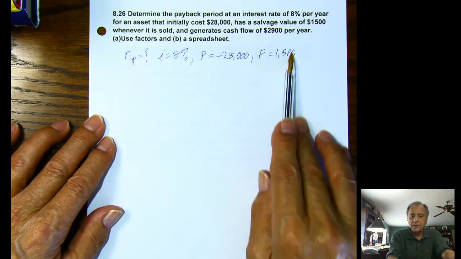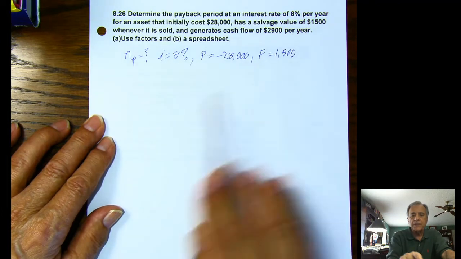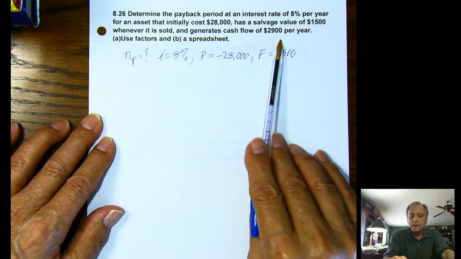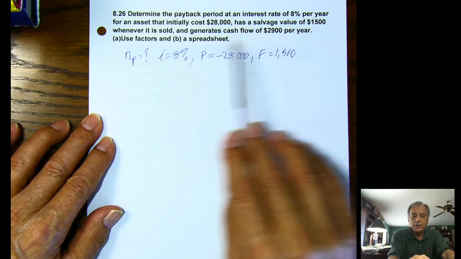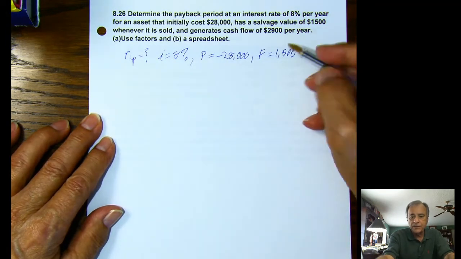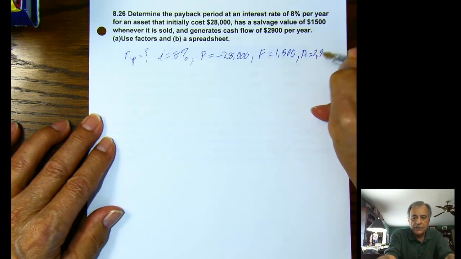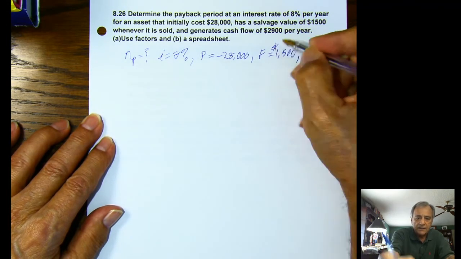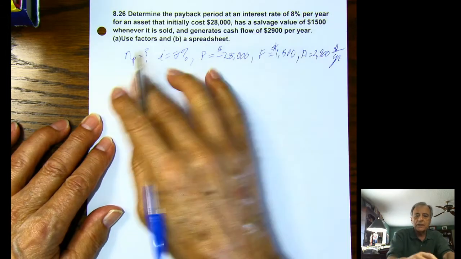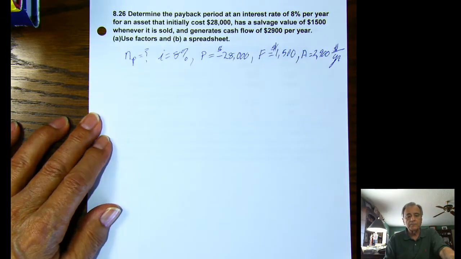And whenever it is sold, no matter when, the future salvage value will be $1,500, and it generates cash flow of $2,900 per year. So that's a uniform series. A is equal to $2,900 per year. Everything else is dollars. That's dollars. That's dollars. And of course, that's going to be number of years because that's per year.